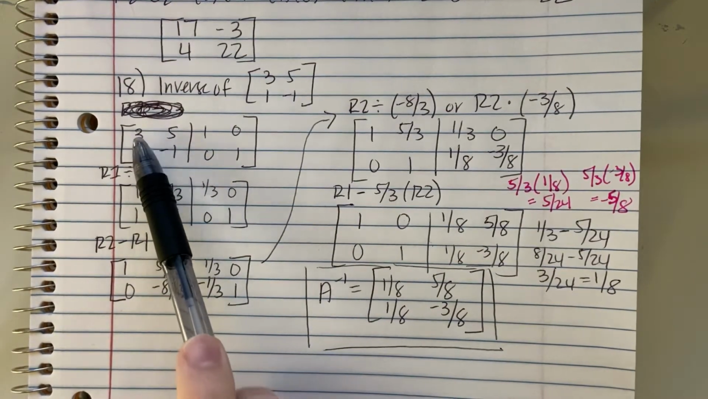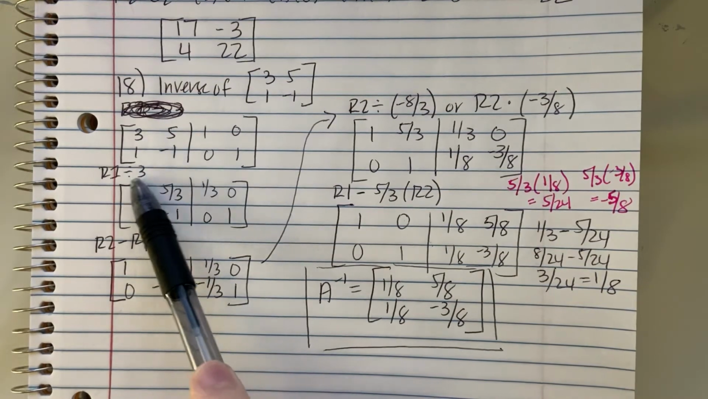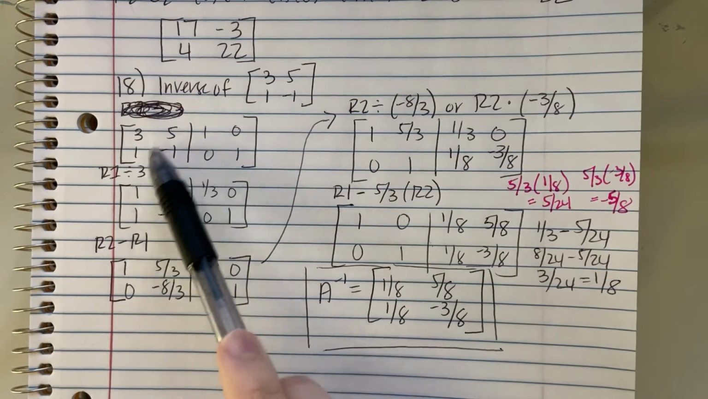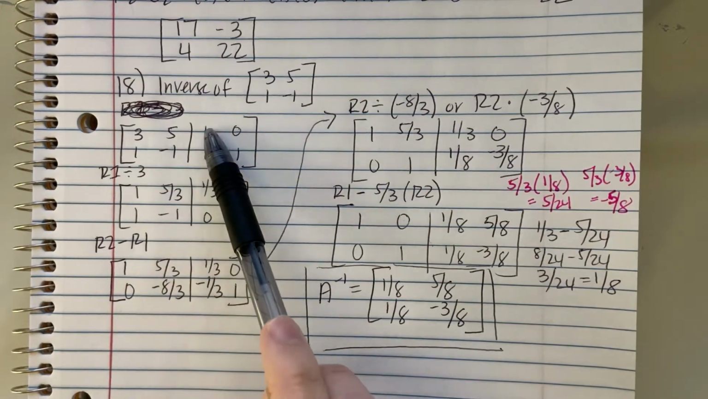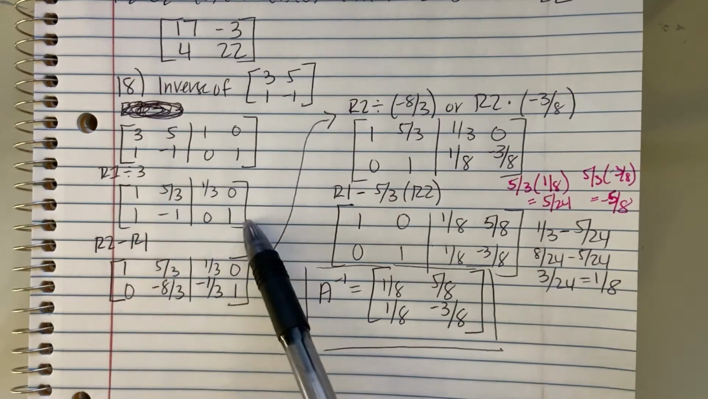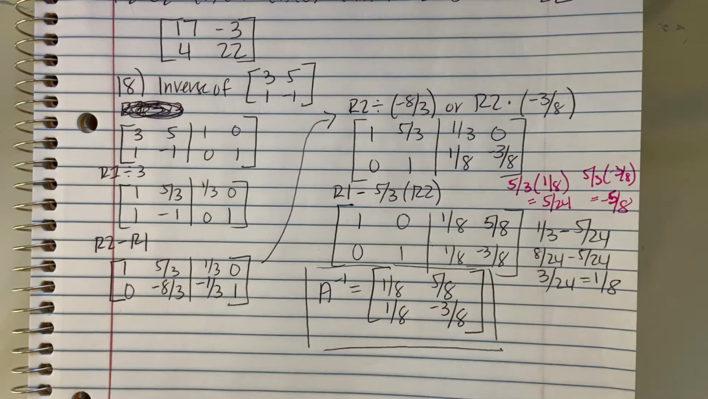How do I turn a 3 into a 1? I have to divide that whole row by 3. So 3 divided by 3 is 1. 5 divided by 3 is 5/3. 1 divided by 3 is 1/3. 0 divided by 3 is 0. Your other row does not change.